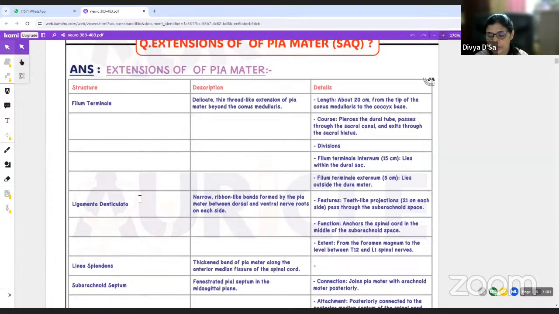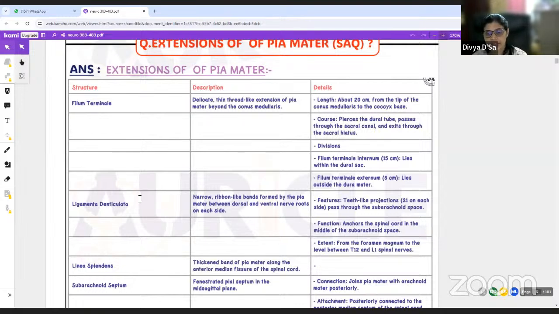Okay, so there are dorsal and ventral nerve roots. Between them we see the ligamentum denticulatum. What does this do? It has teeth-like projections which correspond to the vertebrae. There are 21 on each side and they pass through the subarachnoid space.